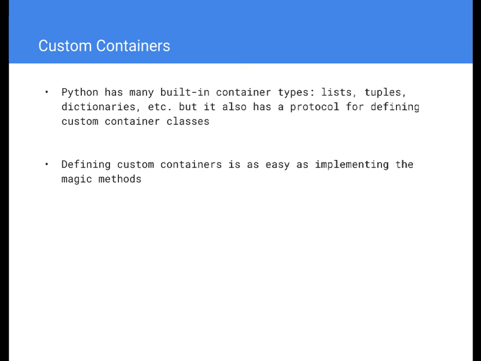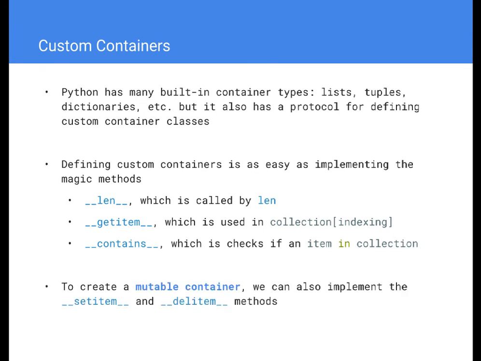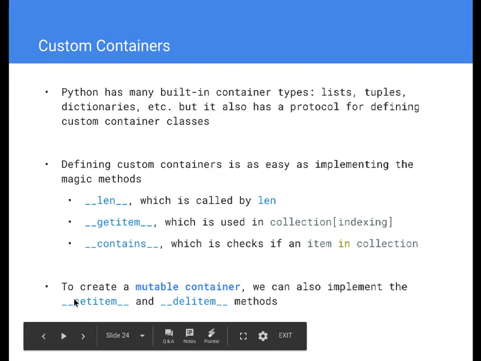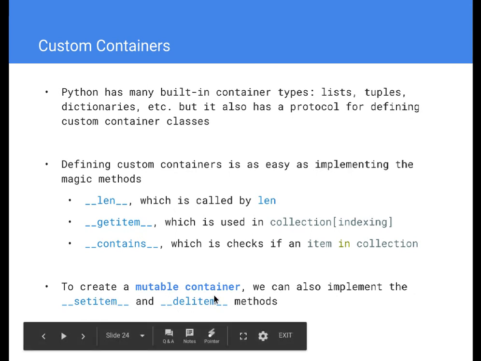So some methods that you might be interested in are, for example, the __len__ method, the __getitem__ method, the __contains__ method, and some of the others that I showed you earlier. And so to create a mutable container, we just have to additionally define __setitem__ and __delitem__. So if you want to be able to change your container's items, just define these two as well, and you can do the nice bracket equals something else.